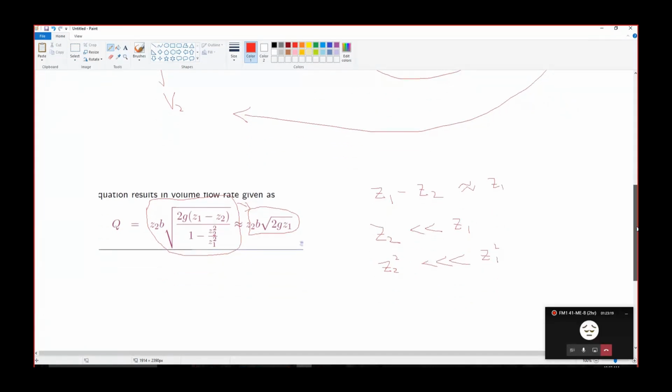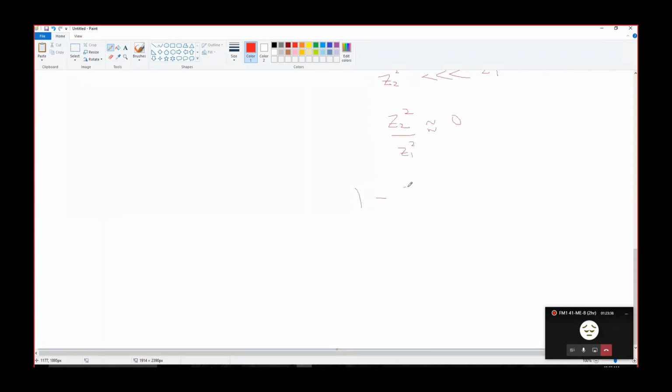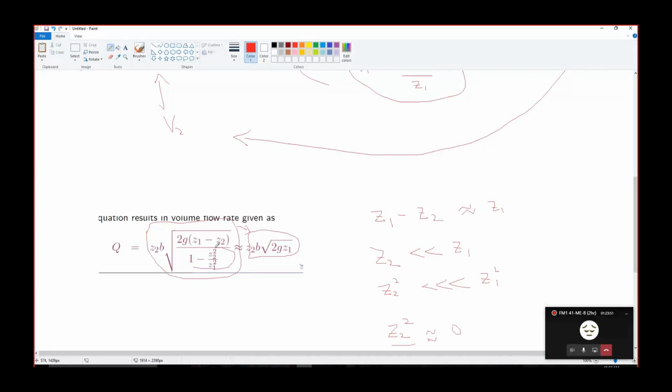So Z2 square divided by Z1 square would be approximately equal to 0, right? So 1 minus Z2 square by Z1 square would be approximately equal to 1. So we can write this term equal to 1, and we get this simplified equation. Is it clear?